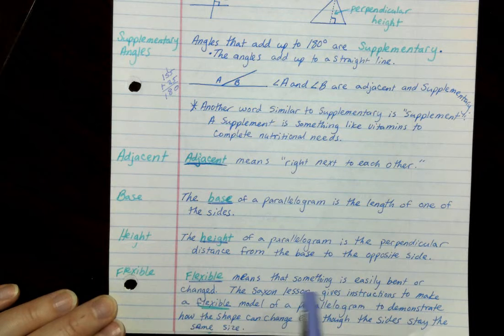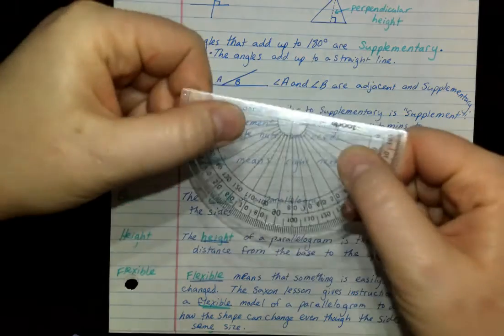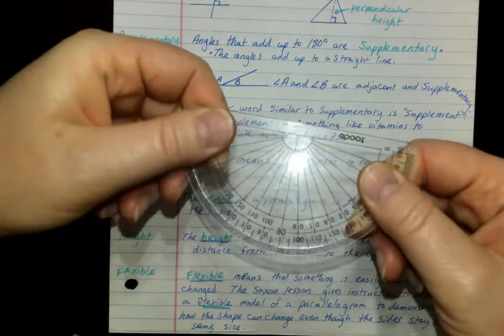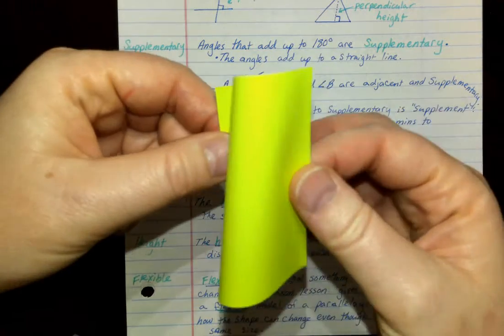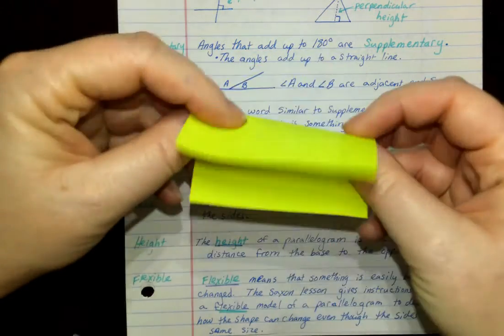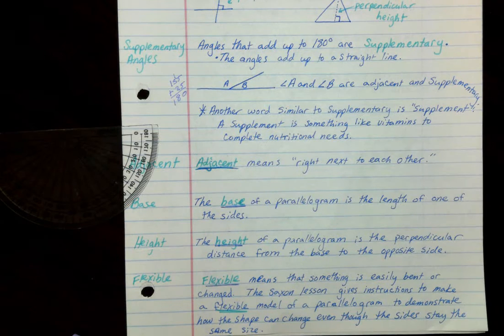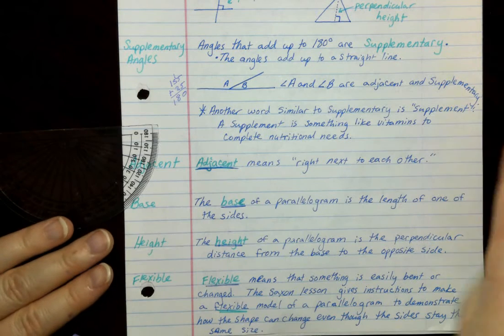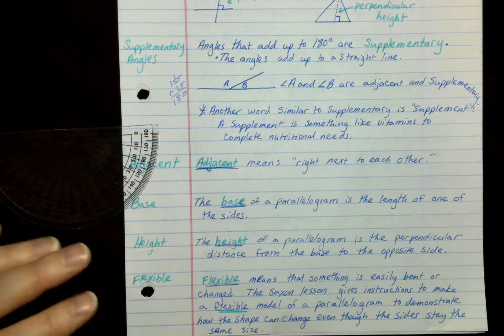Flexible. Flexible means that something is easily bent or changed. So this protractor right here, I can't really bend it very easily. It's not flexible. However, if I take this piece of paper, I can flex it like crazy. It's easily bent. If you flex your muscles, then where the muscle moves up on your arm, that is showing that it's flexible because it easily moves.